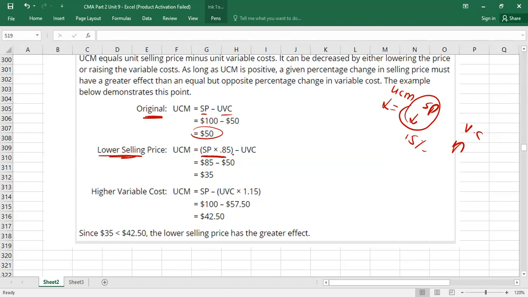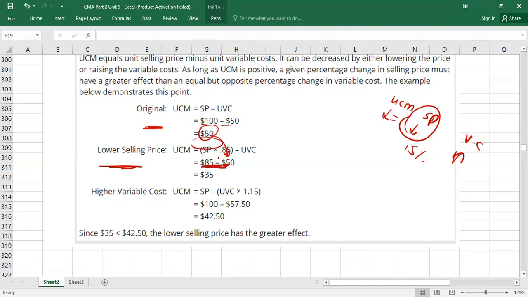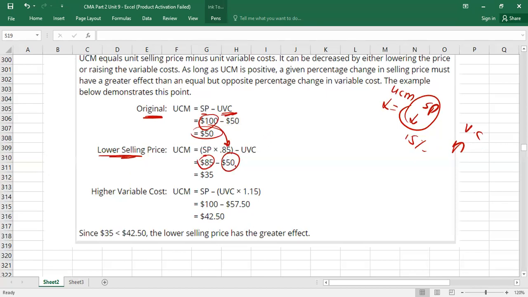If I want to reduce by 15%, I'll take the selling price multiplied by 85%, because 100 minus 15 is 85. So it will automatically reduce your selling price by 15%. My selling price was 100. If I multiply 100 with 0.85, this gives you a selling price of 85. Here I'm leaving my variable cost unchanged at 50. So 85 minus 50, look, my contribution is 35.